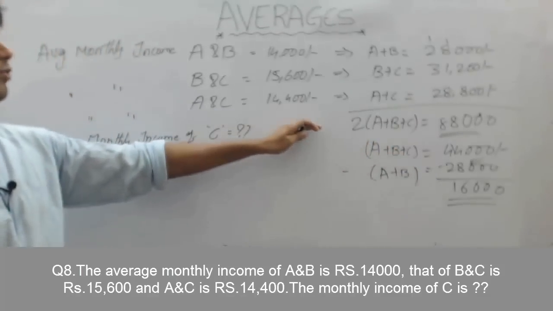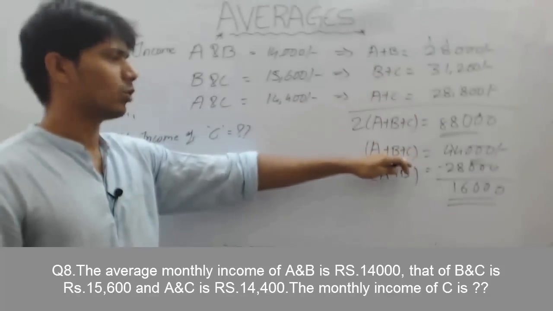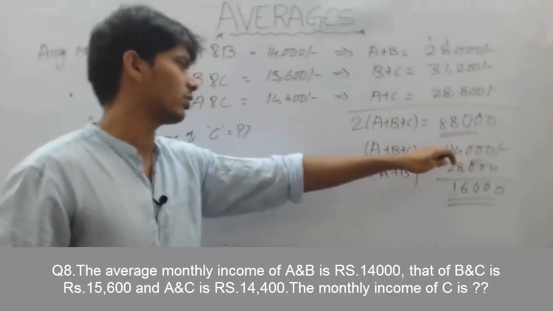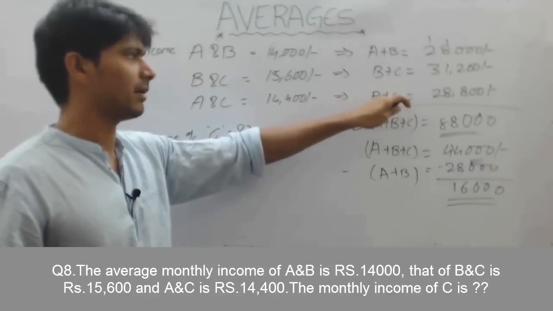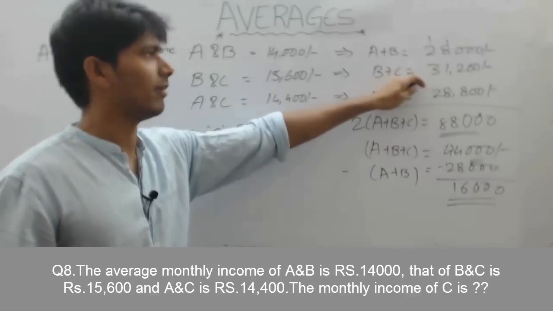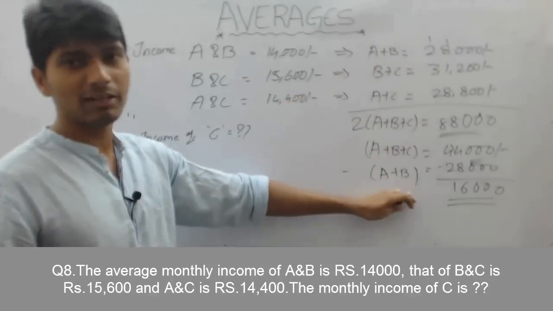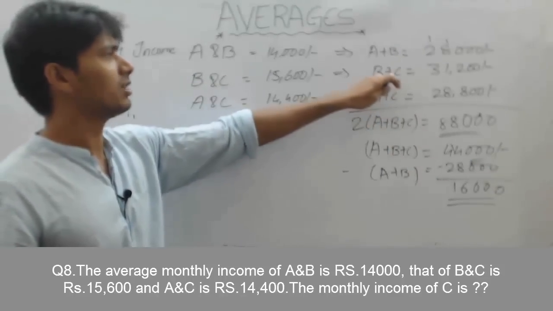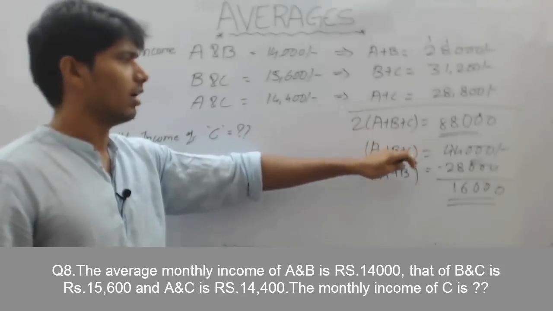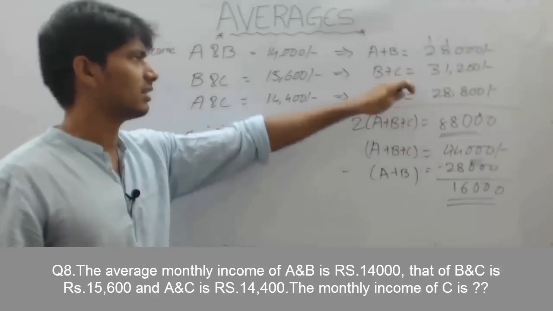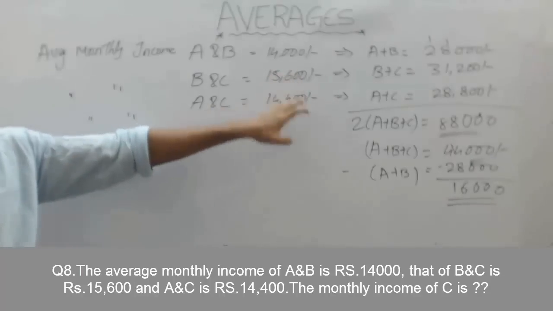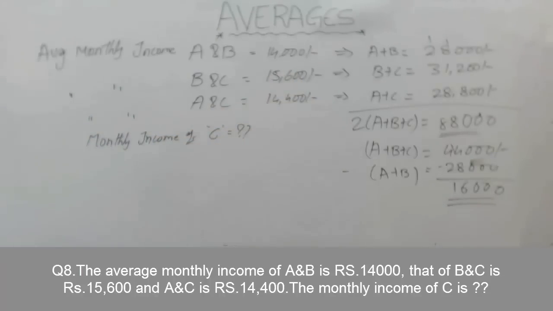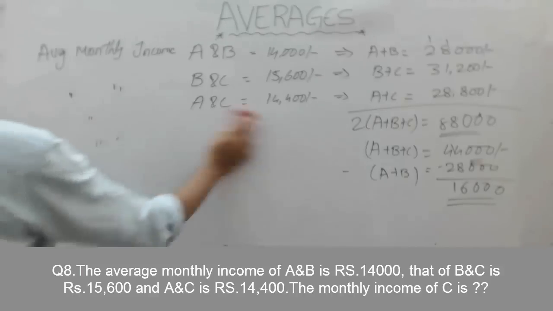If he asked you to find the monthly income of B, then what do you do? The total monthly income of A plus B plus C is equal to 44,000, so you need to subtract A plus C. If you subtract the monthly income of A and C, you are going to get the monthly income of B. If you are asked to find the monthly income of A, then you need to subtract B plus C from A plus B plus C, and you are going to get A. So this kind of question will be asked in your examination. So let's move to another model.